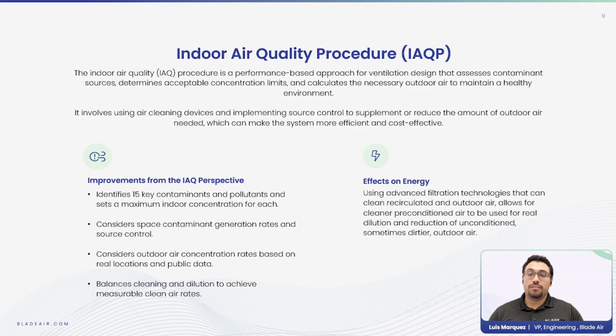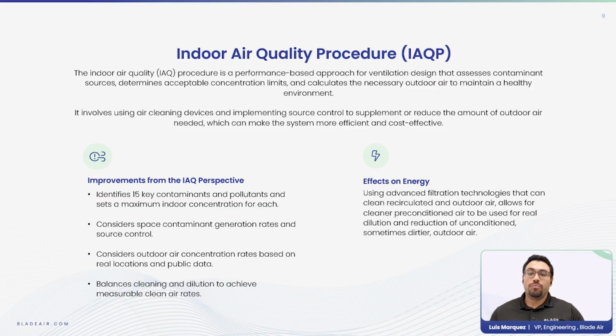Now, the good thing is the IAQP does allow for any of these contaminants to be modified as needed. So you can include specific pollutants that are important to the specific space that you're trying to control. This approach allows engineers to reduce outdoor air intake when effective air cleaning technologies can maintain the concentration limits through just recirculated air treatment.